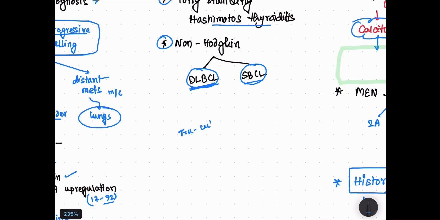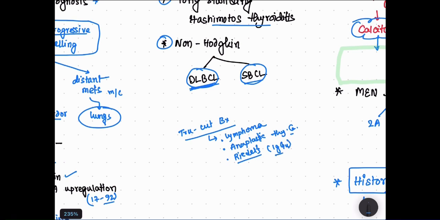True cut biopsy. Okay, we are not going to do FNAC. True cut biopsy is done in case of lymphoma, the thyroid lymphoma, anaplastic thyroid carcinoma. Probably I did not mention it. Riddle's thyroiditis, it's a fibrosing condition mediated by IgG4. Okay, this is grouped under IgG4 mediated diseases. There is fibrosis, so true cut biopsy is done.